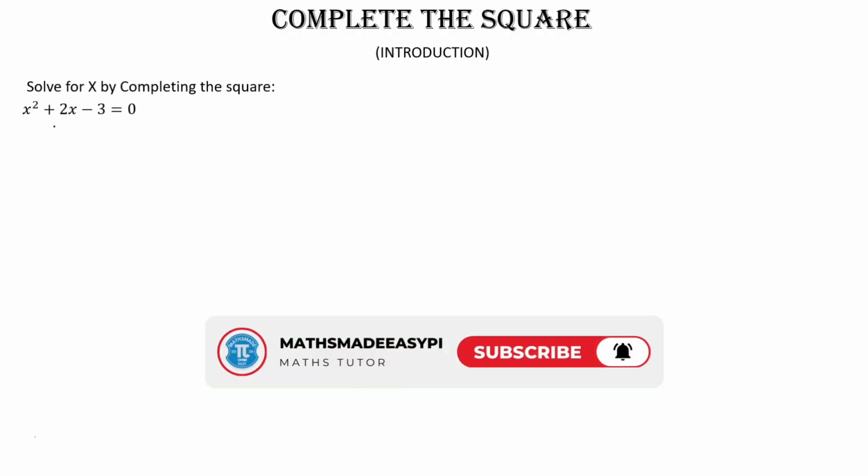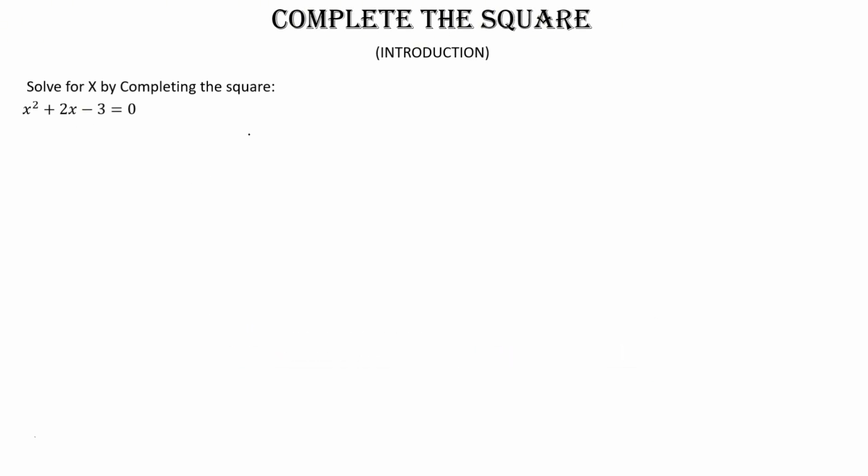In today's lesson, we're going to learn how to complete the square. So our goal when completing the square is to make x the subject of the formula. So what should we do? We have x squared plus 2x minus 3 is equal to 0. So the first thing we should do is to take the constant to the other side.